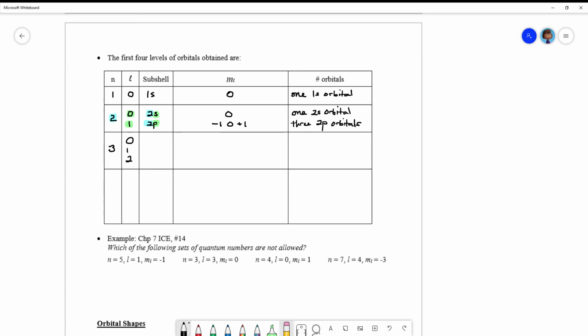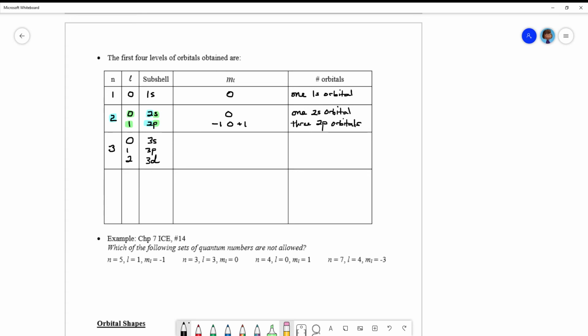Now, when L is equal to 0 and n is equal to 3, we get the 3s subshell. When we have n equals 3 and L equals 1, that's the 3p subshell. When n is equal to 3 and L is equal to 2, that's now called the 3d subshell.